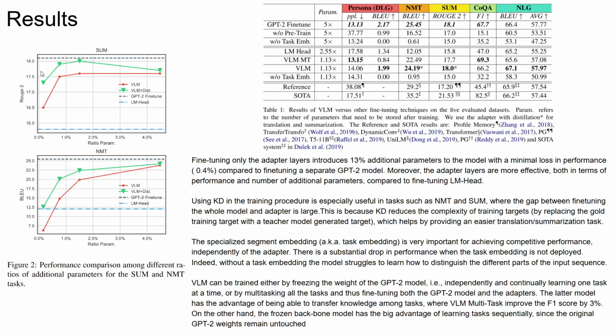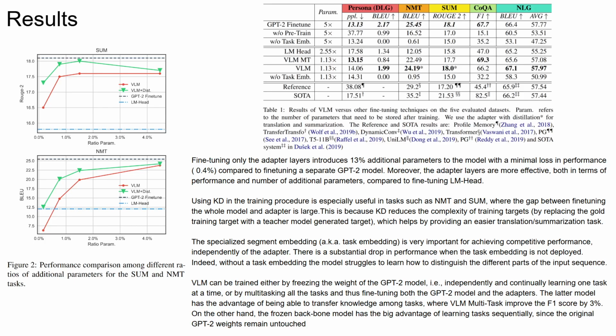So this might seem off to you, but you can see that this is 18.1 versus something like 17.6, so very close again. Now, using knowledge distillation is very useful, especially for NMT and sum, where you can see these green lines go up. This is because the gap between fine-tuning the whole model and the adapter is large, and knowledge distillation reduces the complexity of the training target because you're replacing the gold label by a teacher model generated target, and this provides an easier label for summarization and translation.